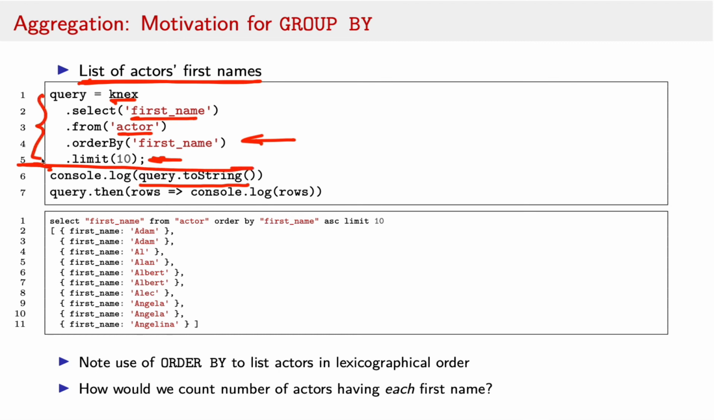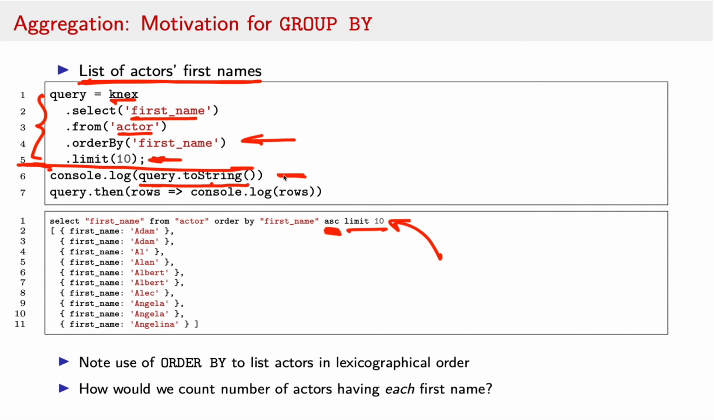I haven't called a then anywhere to trigger the query's execution. So I can access that query variable and say query to string, and that's going to convert it into a string. And you can see here at the beginning of the output, there's the select statement. Select first name from actor, order by first name, ascending is the default, and limit it to 10 rows. So that's what's coming from this console.log.